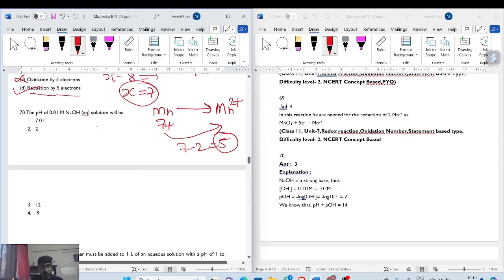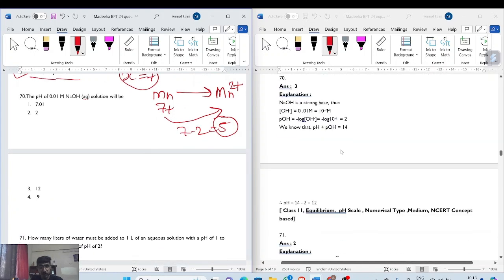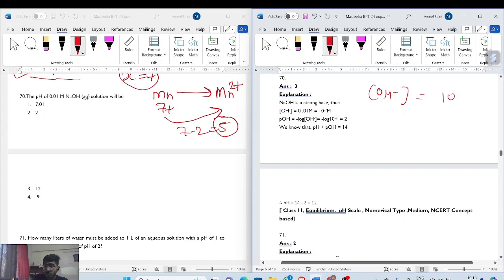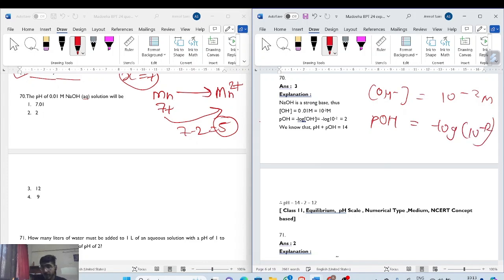Now question number 70. The pH of 0.01 molar NaOH solution will be. We are given the concentration of NaOH, means concentration of OH minus will be equal to 10 raised to power of minus 2 molar. Now we have to find pH, so we can take pOH, which is minus log of 10 raised to power of minus 2. When we solve this, it comes out to 2.